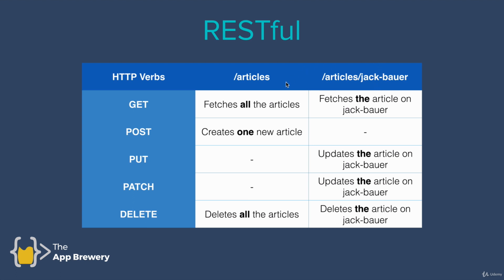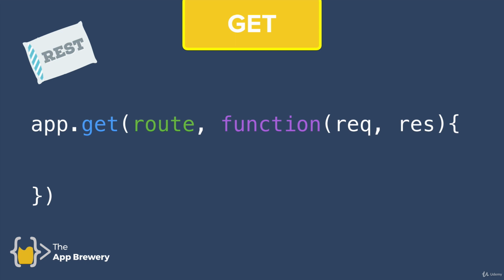Now, in order to make our API RESTful, we're going to go through this table and create each of these routes in turn, and we're going to build it up from scratch. And the first thing we're going to tackle is, of course, our get route, which fetches all of the articles using the /articles route. So we can do this using Express by writing app.get, specifying our route, and then adding a callback function which can tackle the request and response. And we've seen this and done this a few times now, so it shouldn't be too unfamiliar to you.